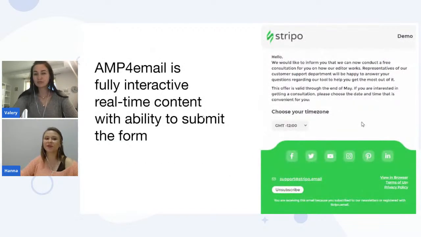So let's start. AMP is fully interactive real-time content. Basically, it's like a mini version of the website put into your email. You can see right now on the side, we've tried to put our calendar right into the email.